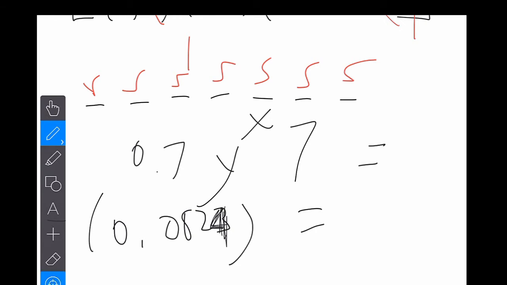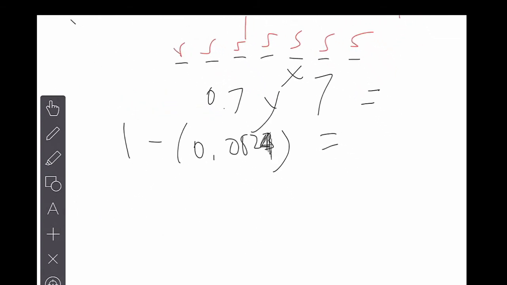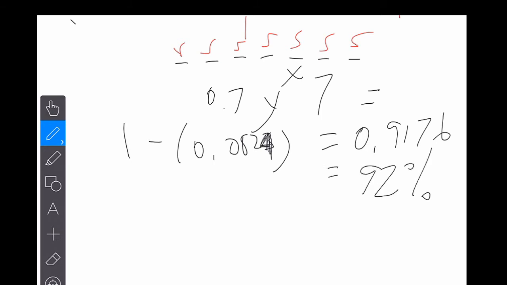And so that makes it 1 minus 0.0824. So you could put a negative in front of it and add it to 1. That's how I do it on my calculator. So this works out to be 0.9176 or 92%. Okay, so it's a high chance, a 92% chance that as many as 6 people die.